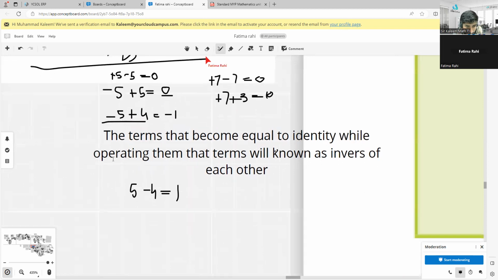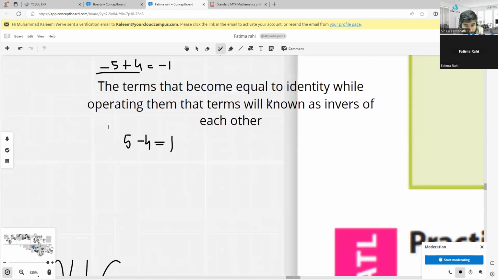While we are checking the multiplicative inverse, you have to multiply them. Like if I want to check whether 7 and minus 7 are multiplicative inverses of each other, what do we have to do? We have to multiply them. After multiplication, if they give the multiplicative identity, then we will say that these two terms are multiplicative inverses of each other. If they didn't give the multiplicative identity, we will say that these terms are not multiplicative inverses.